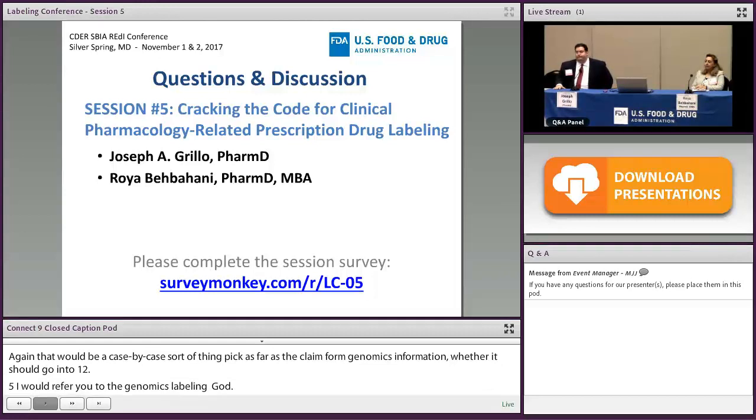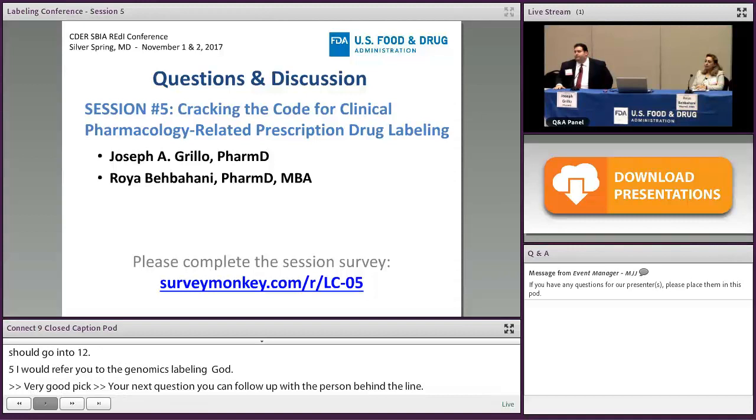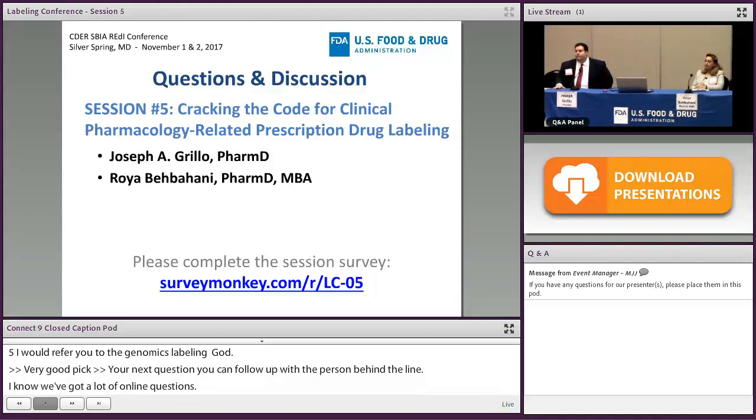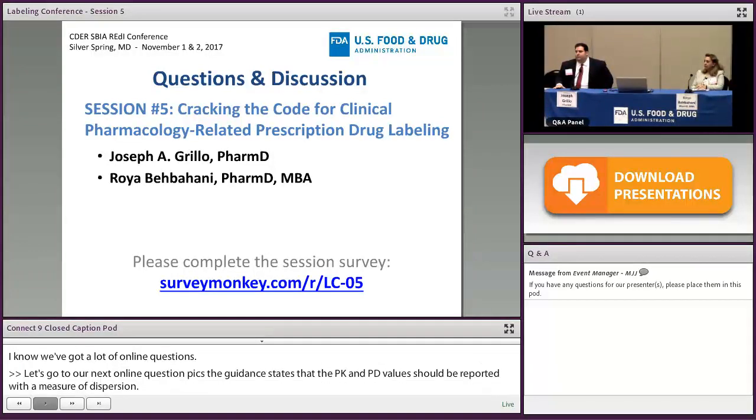The guidance states that the PK and PD values should be reported with a measure of dispersion, such as standard deviation or min-max values. What does the FDA feel like is other acceptable measures, such as percent CV?